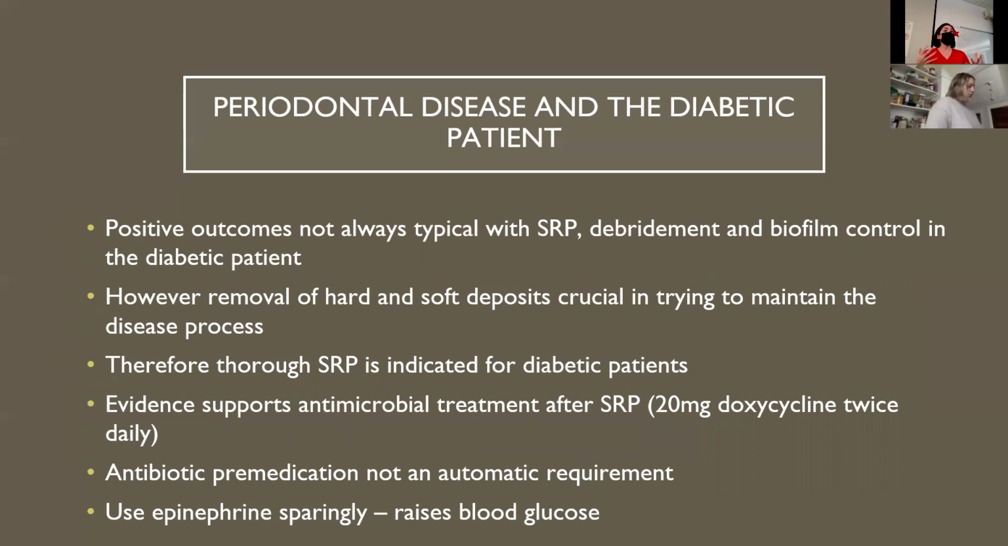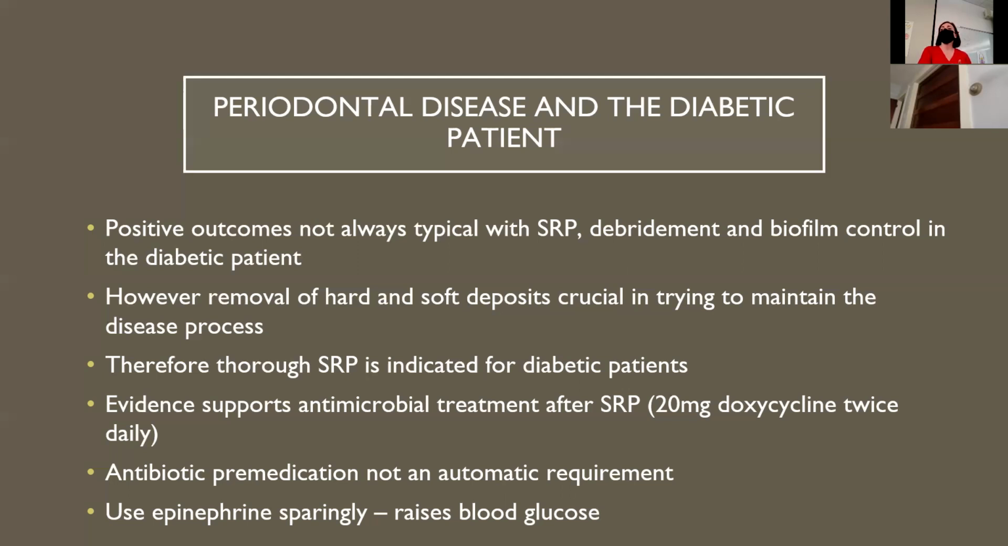So they may have less than optimal results, or it might be a slower healing process that they just have to stay on top of. So we might see varying degrees. Then we always have to consider, did I leave some calculus there? Is that what's happening? You just have to critically think through the process and try to figure out what's going on, but you're not always going to see these great results that you might expect. However, hard and soft deposit removal is crucial, so we still go through all these processes.